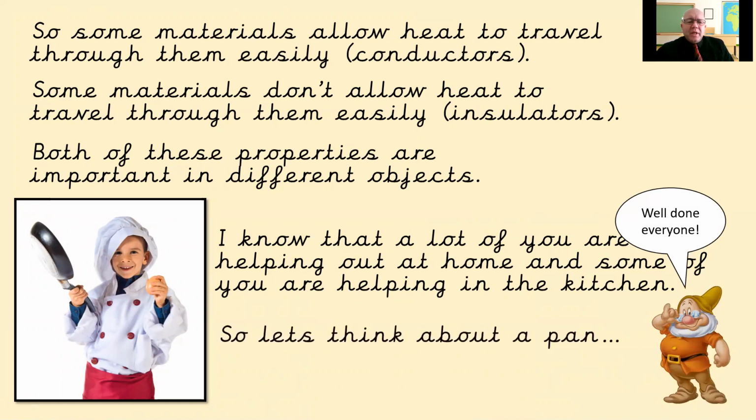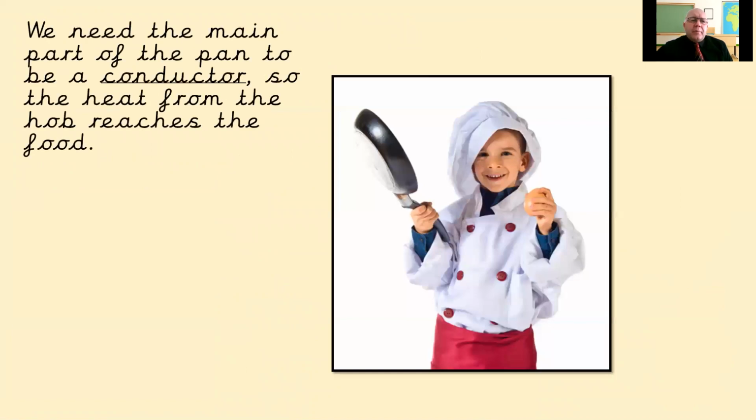So let's think about a pan. For those of you helping out in the kitchen, let's look at a pan as a really good example of these properties. We need the main part of the pan to be a conductor, so that heat from the hob reaches the food. When you put your pan down, either onto the gas burner or onto the electric ring, you want the heat to travel through the pan and into the food that's inside. So that needs to be a really good conductor. It needs to let that heat through.